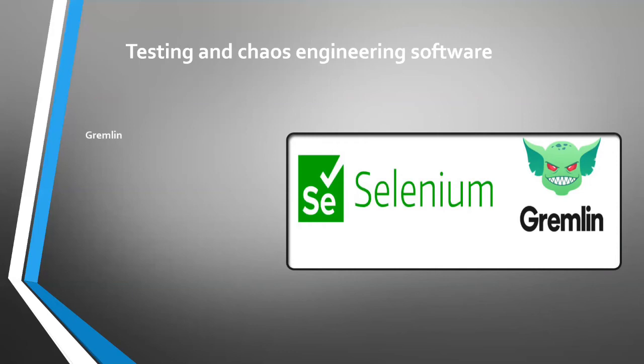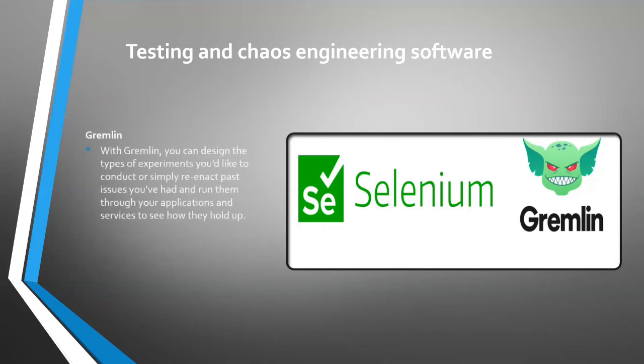So, chaos engineering was made popular by Netflix as a way to proactively run chaos through your systems in order to see how they respond to stress and unforeseen circumstances. With Gremlin, you can design the types of experiments you would like to conduct or simply reenact past issues you have had and run them through your applications and services to see how they hold up.